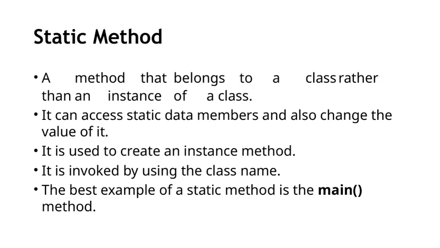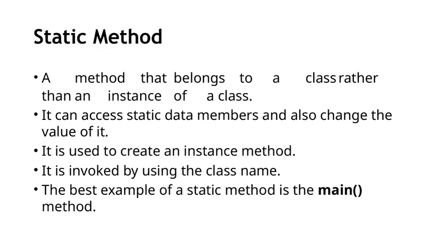Let's talk about static methods. A static method is a method that belongs to a class rather than to any specific instance of that class. This means you can call it without creating an object first. One of the key things about static methods is that they can access static data members of the class, and they can even modify their values. This is useful when you want to perform some operation that's related to the class itself, rather than any particular object.